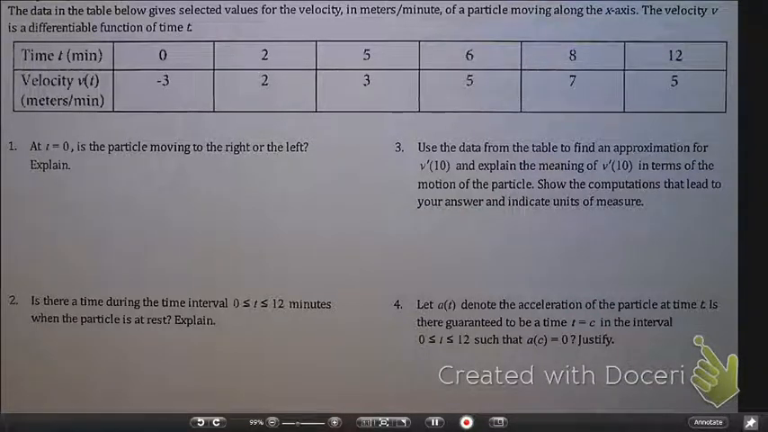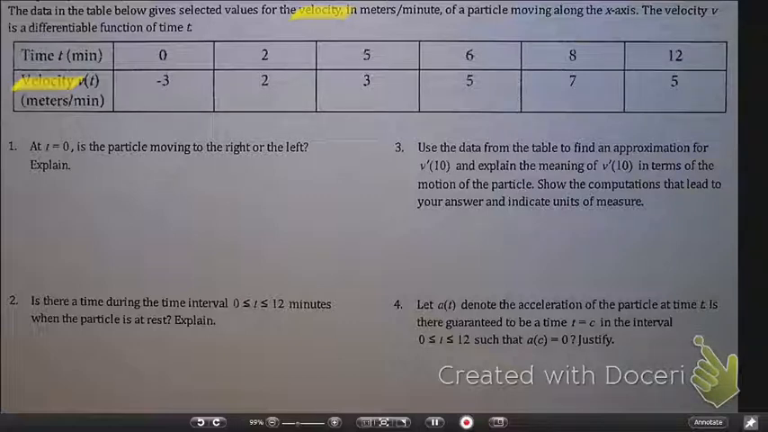The data in the table below gives selected values for the velocity in meters per minute of a particle moving along the x-axis. Do me a favor and either circle or highlight that this is velocity. Now, in all the examples we've done so far, they gave you an equation for the position, and given the equation for the position, you were asked to find the velocity and acceleration functions. So, in this example, they are not giving you a table of values of the position, they're giving you a table of values of the velocity.